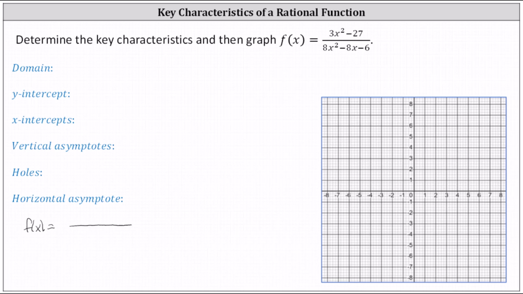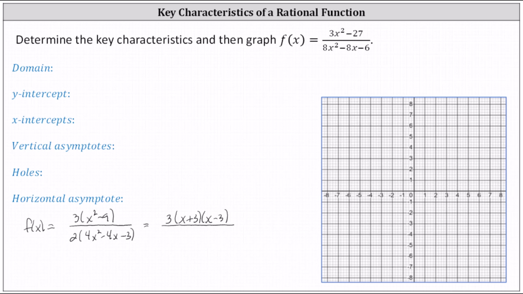3x squared minus 27 equals 3 times the quantity x squared minus 9. In the denominator, there's a common factor of 2, giving us 2 times the quantity 4x squared minus 4x minus 3. And now let's see if we can factor further. X squared minus 9 is a difference of squares. X squared minus 9 is equal to the quantity x plus 3 times the quantity x minus 3.